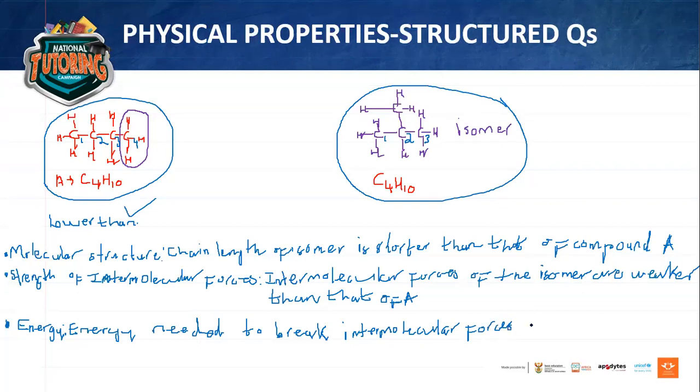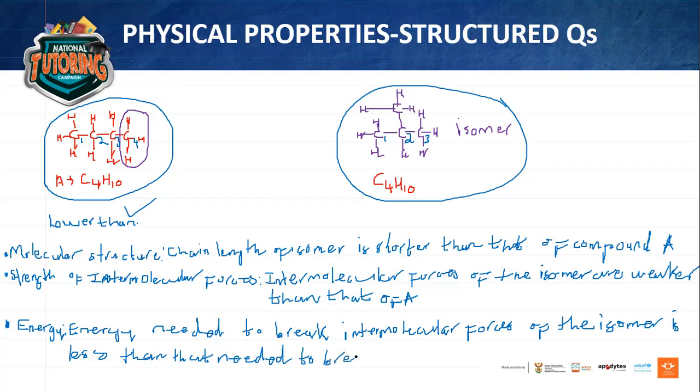The energy needed to overcome the intermolecular forces of the isomer is less than that required or needed to break those of A, which are the intermolecular forces of A.